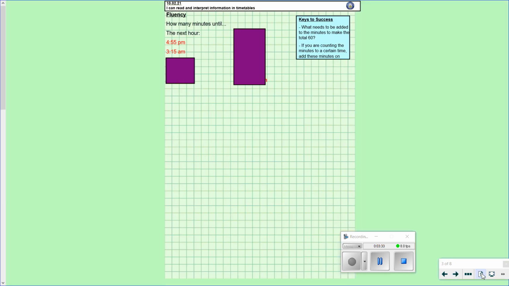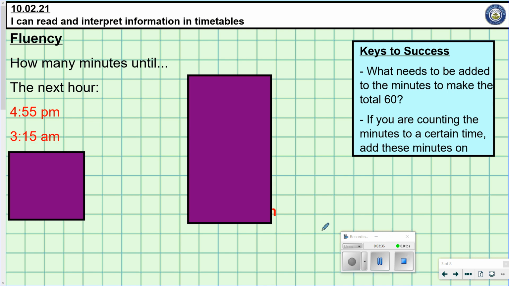Okay, over into the main part of our lesson then. As I said at the beginning of the video, today we're going to be looking at timetables and reading timetables. Now, part of reading timetables is going to be to work out how many minutes it is to the next hour. And that is a bit of a skill that we need to make sure that we've got sorted before we move on to looking at some timetables.